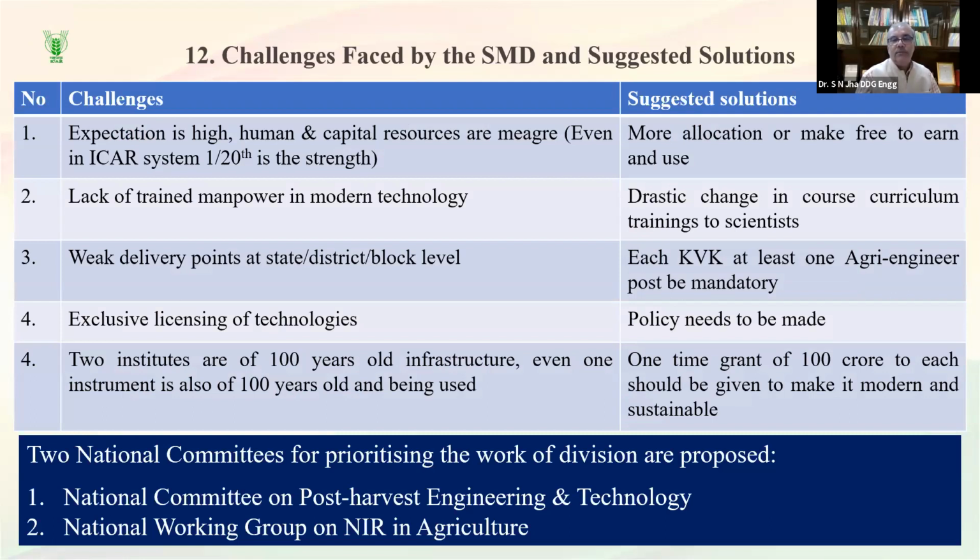Challenges faced by the SMD. Sir, everyone talks, expectation is very high. Human and capital resources are bigger. Even in the ICAR system, only 1/28, 1/20 is the strength of engineering scientists. More allocation and make it free to earn and use. Make it free to earn and use, then probably the expectation can be met very fast.